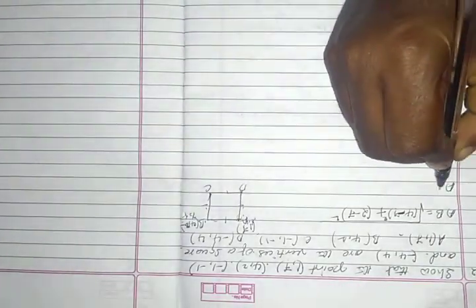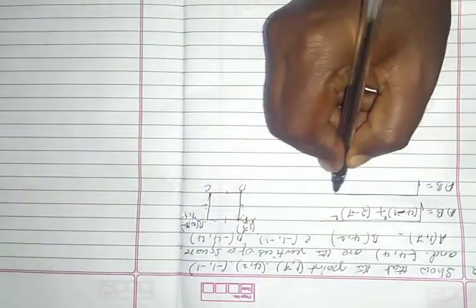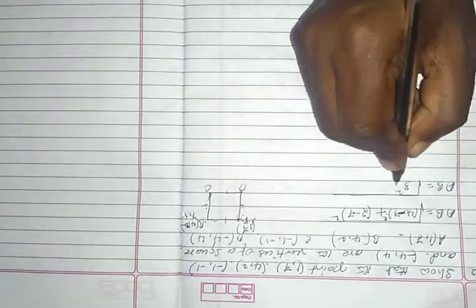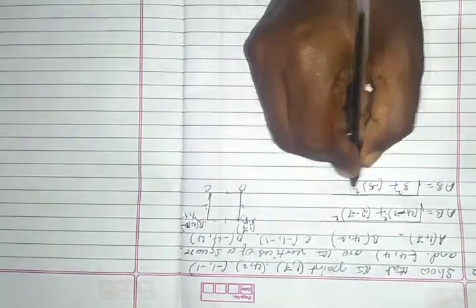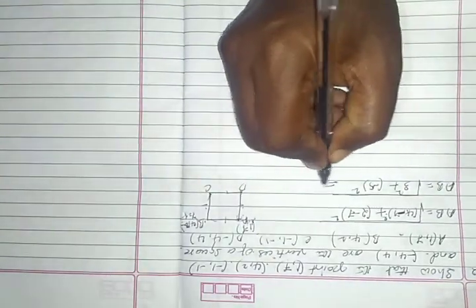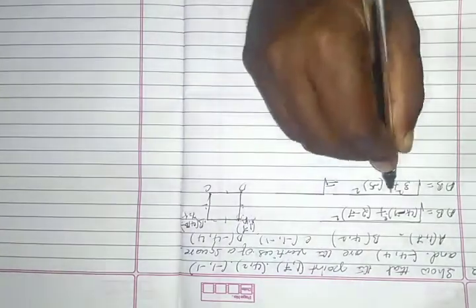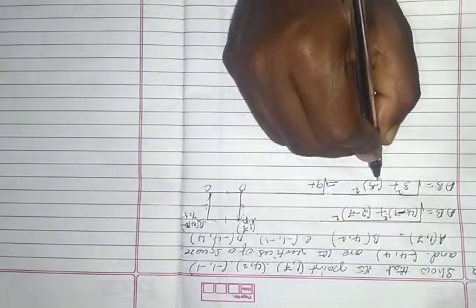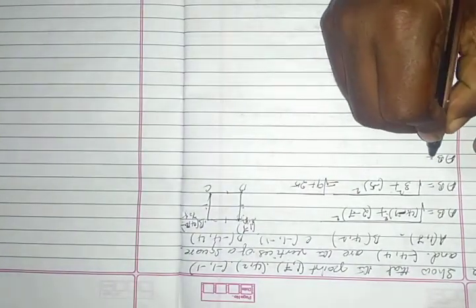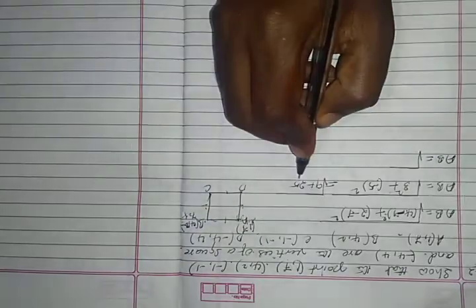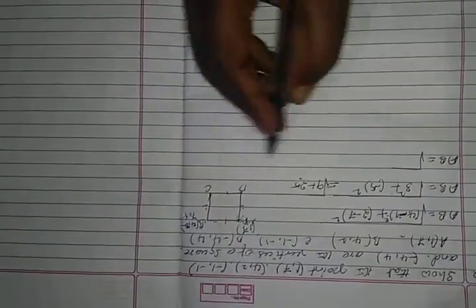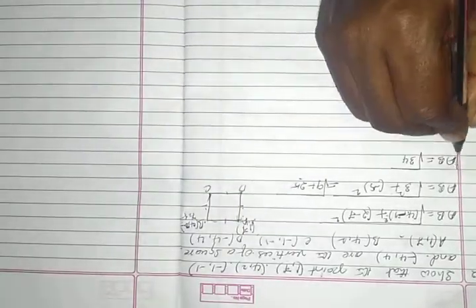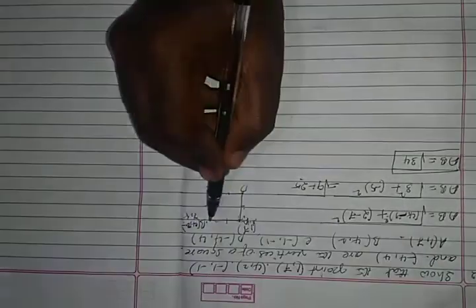AB is equal to square root of (4 minus 1) is 3 square, and then (7 minus 2) is minus 5 whole square. Then it is equal to square root of 3 square is 9 plus minus into minus is plus, 5 into 5 is 25. Therefore AB is equal to square root of 25 plus 9, that is 34. So the distance between A and B is square root 34.